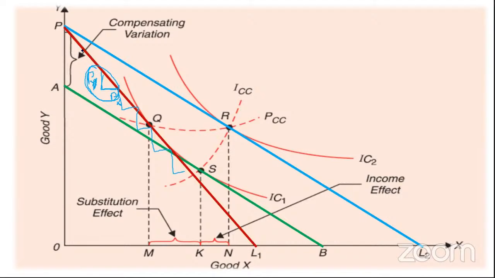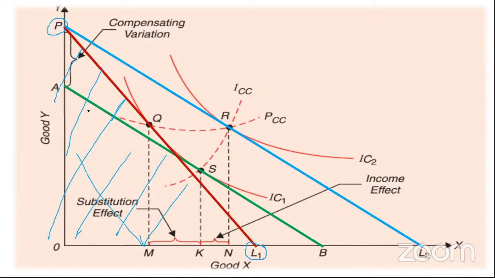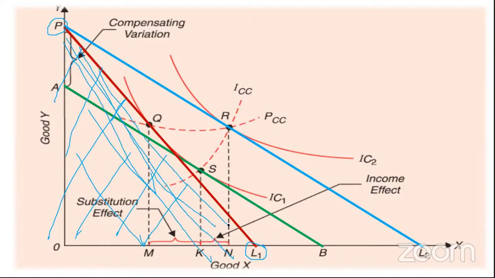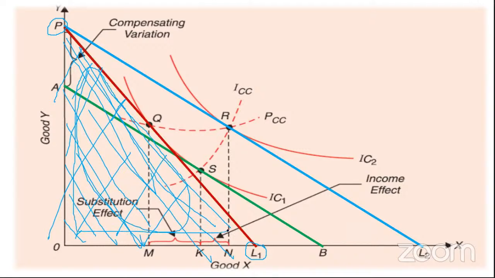This is the P, and L1 is my initial price line or budget line. Why? Because my income is 100 rupees. I am capable of purchasing only in between the lines. This is my initial budget space. With the available budget, I am purchasing this quantity of the goods, so this is also known as the budget space.